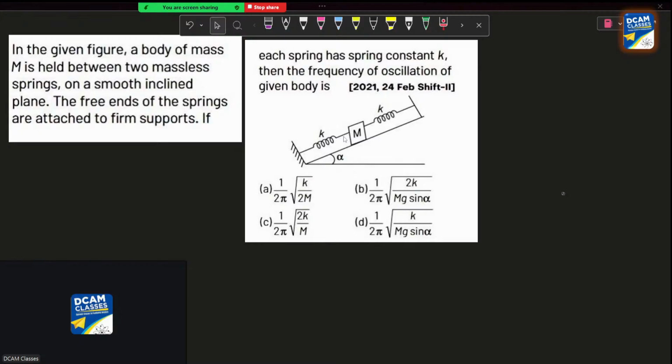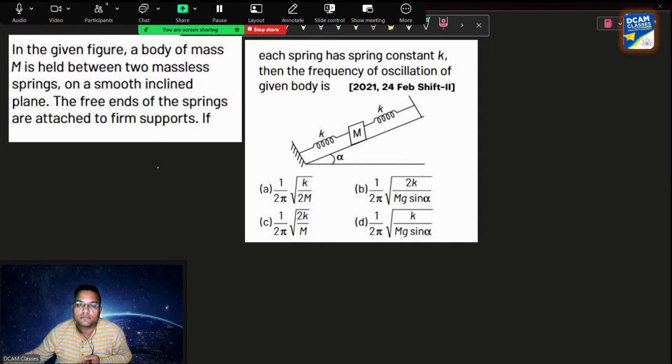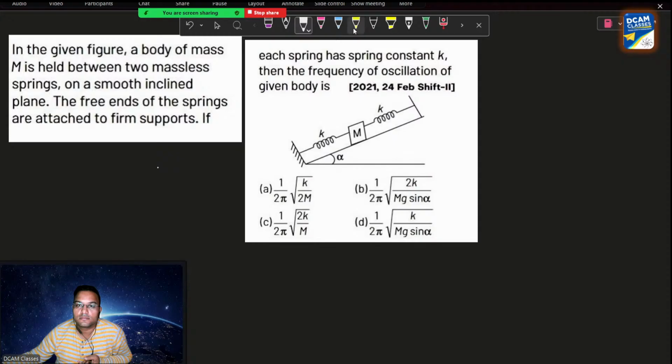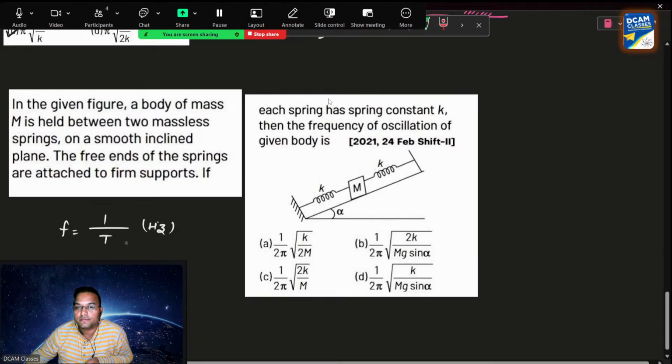Sir, is frequency same as time period? No, no, no, no. Frequency is actually the reciprocal of time period. Frequency is f equals 1 by T, and its unit is hertz. You must have understood from this formula because they have given 1 by 2 pi, which should be the reciprocal of time period. That frequency they are talking about.